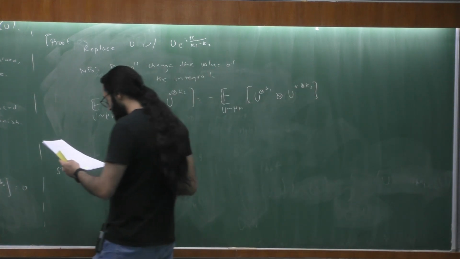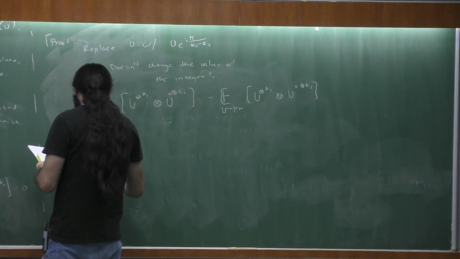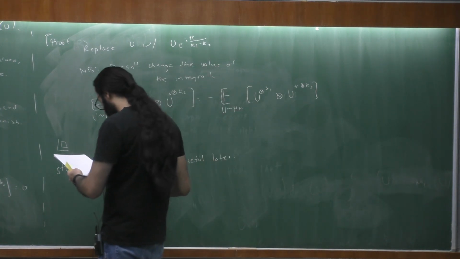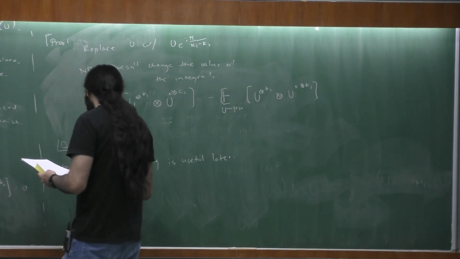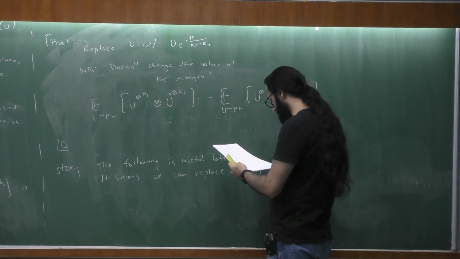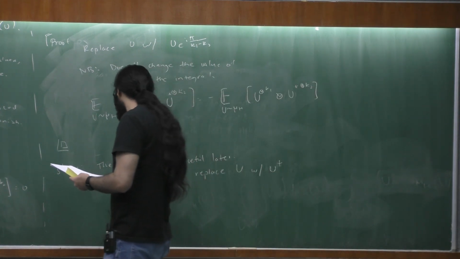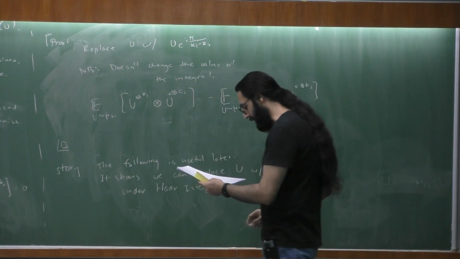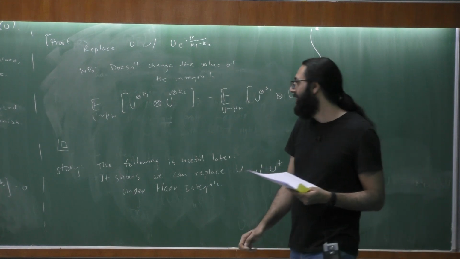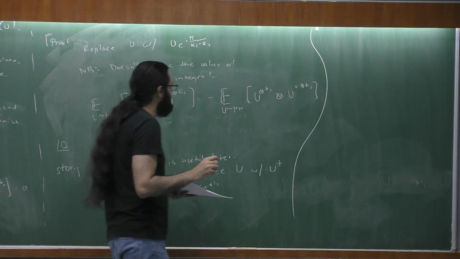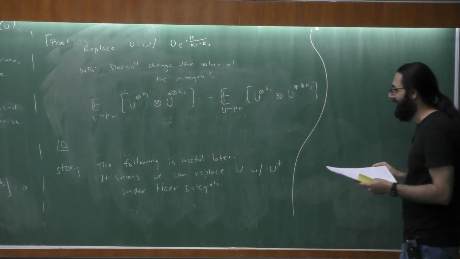Now the next proposition is a calculation that we'll use later. The following is useful later. It shows we can replace u with u dagger under Haar integrals. Sorry, I'm being a bit quick.